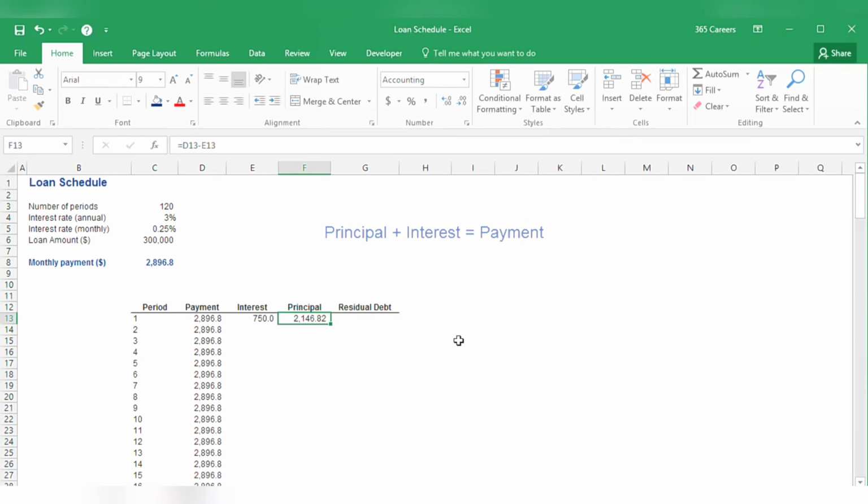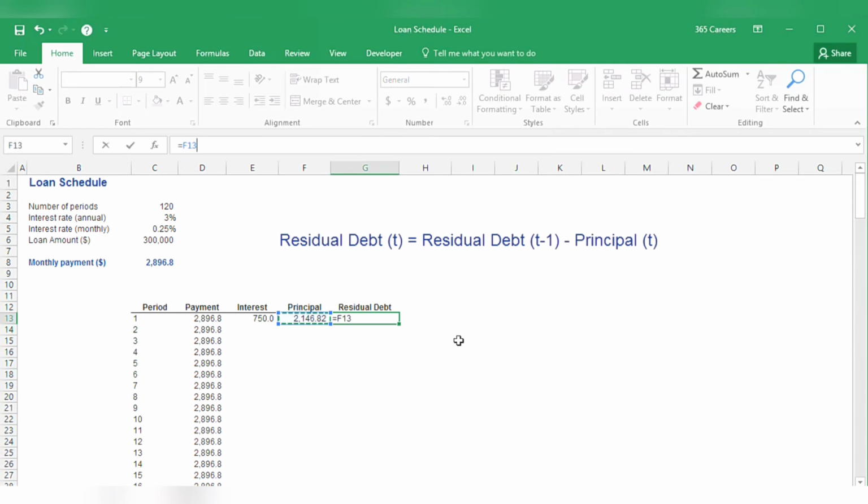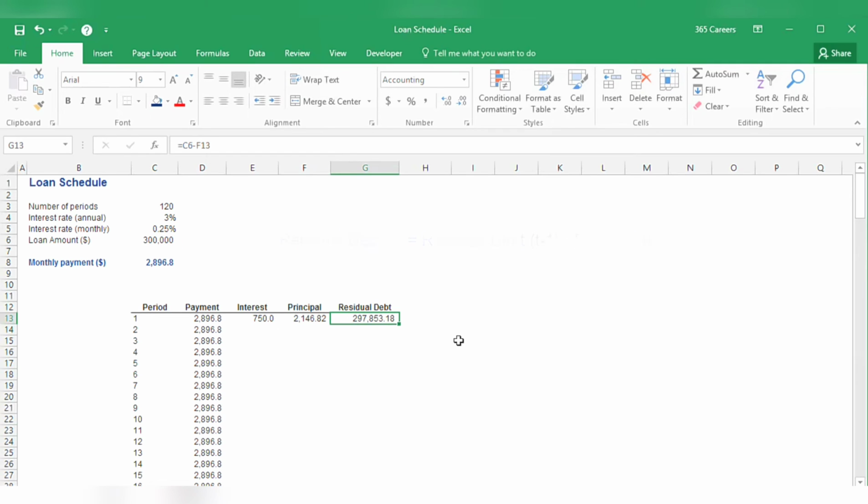In the last column, we can calculate the residual debt that remains after this payment. Good. Let's do the same thing on the row below. I'll multiply the interest rate by the residual debt, fixing the cell references of the interest rate. Then I'll take the difference between the payment made and the amount of interest. This is the principal repaid in this period.